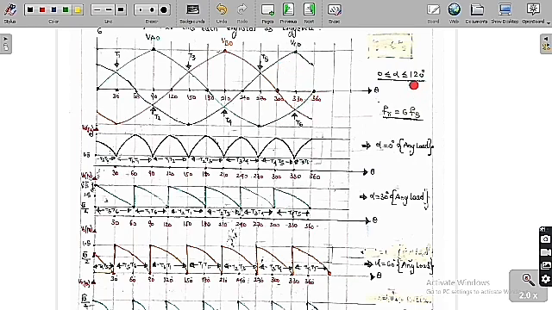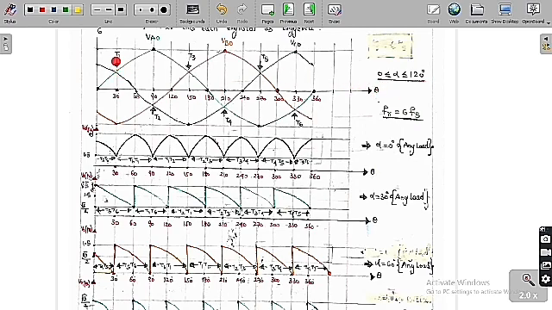Now I have already told you that alpha is the triggering angle of each thyristor. In the case of a 3-phase supply, the firing angle of the thyristors can range only from 0 degree to 120 degree.